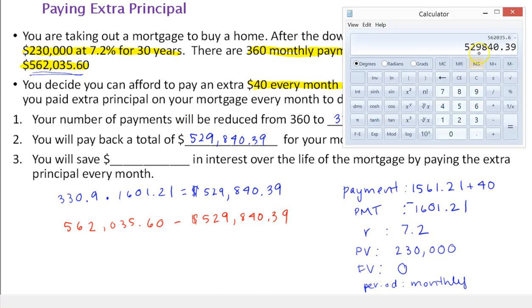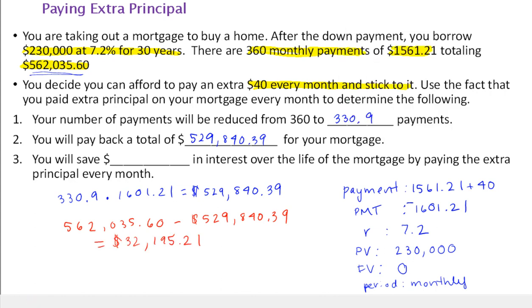So I entered these two values in the calculator, how much you would pay if you didn't pay the extra money, minus how much you pay in total when you do pay the extra $40 a month, and the result is $32,195.21 in interest saved. So you will save $32,195.21 in interest over the life of the mortgage by paying the extra principal every month.